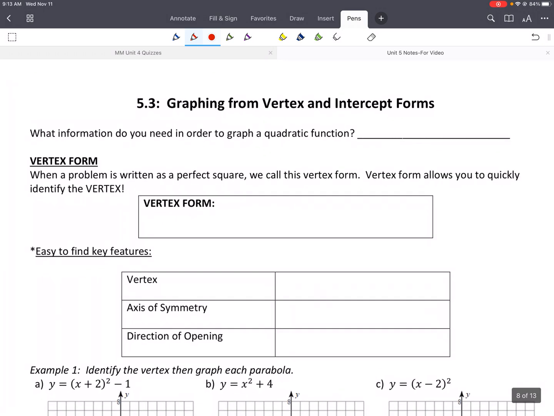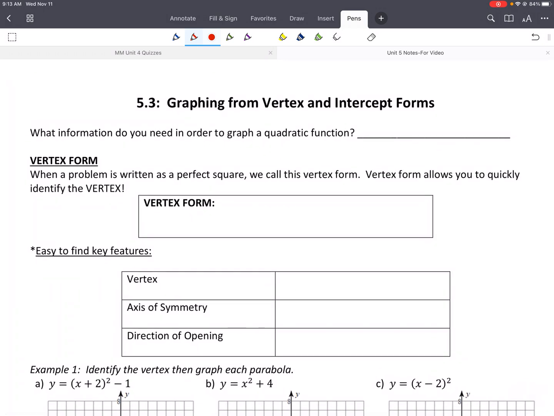So what information do you need in order to graph a quadratic function? Again, this is just going to pound this into your memory. You always need to find the vertex and the growth pattern, or you could find the A value, which tells you the growth pattern.